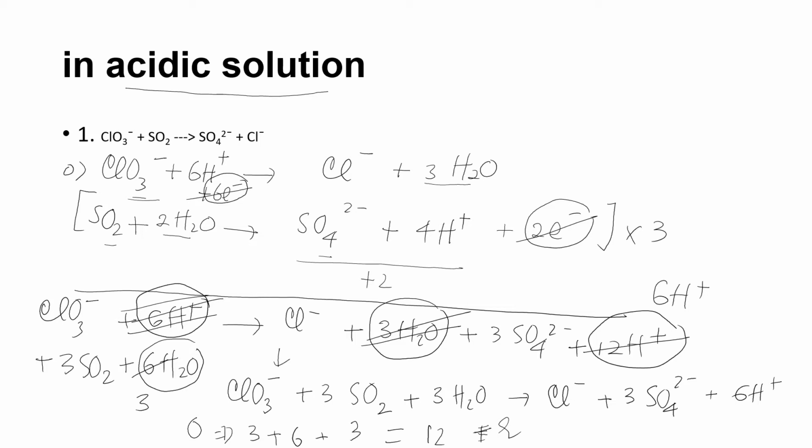here, minus 2 times 3, 6 plus, so this is neutral. So the charge is -1 and -1. So finished.